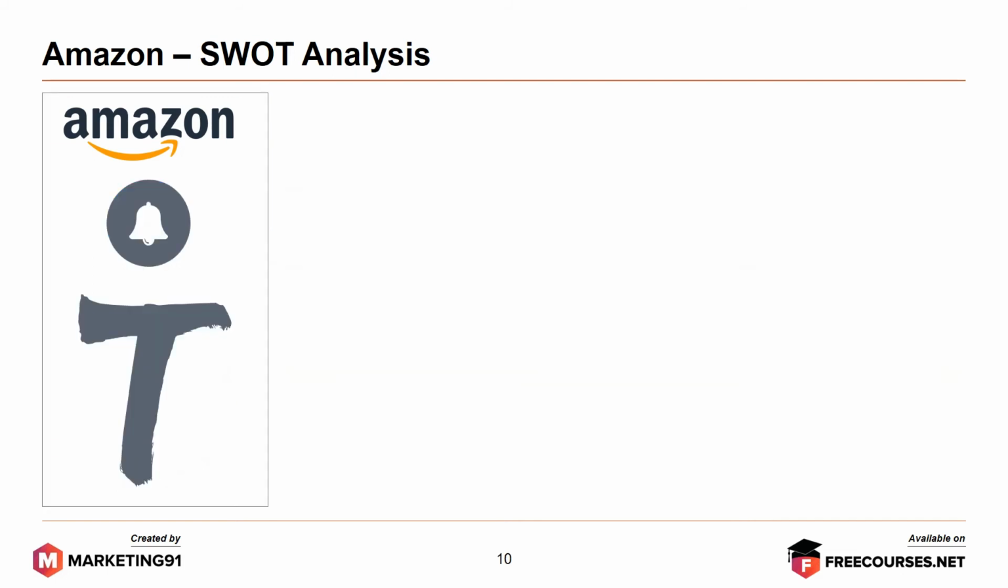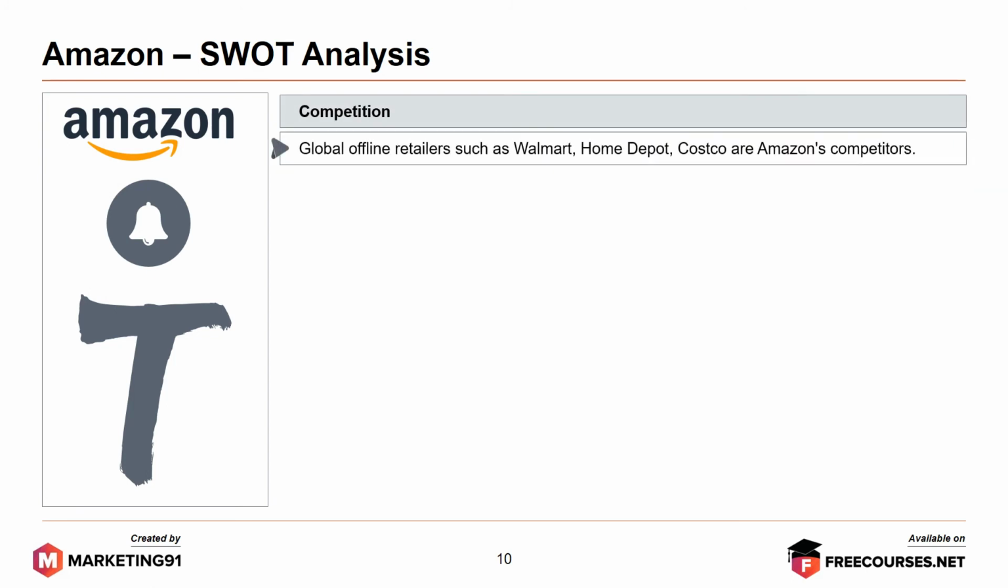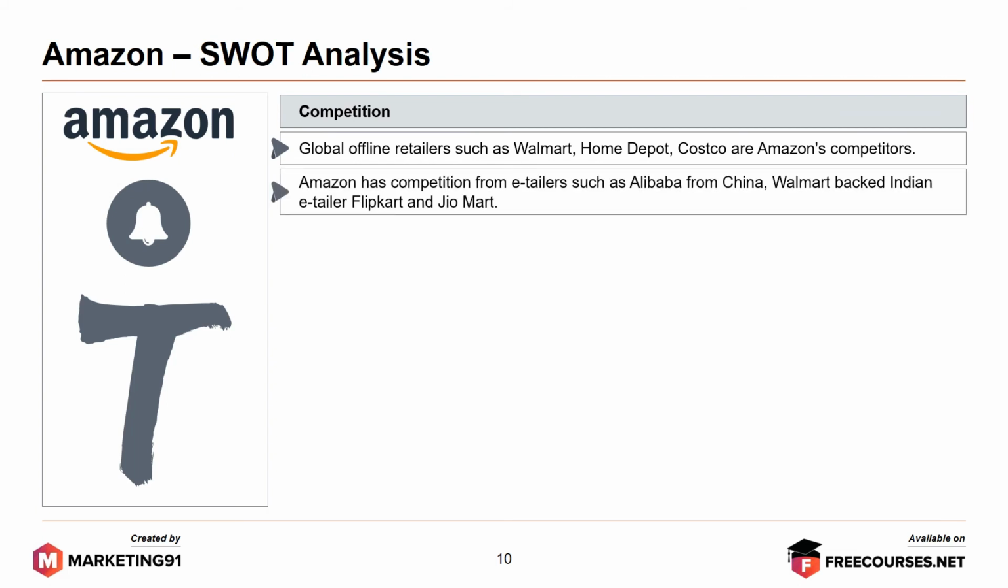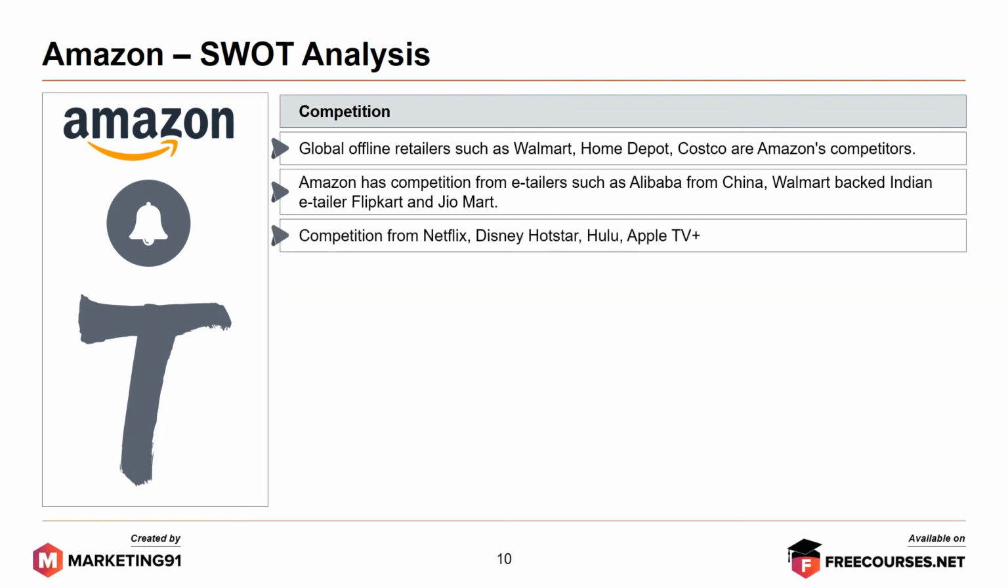Moving on to the threats, the first being obviously competition. Global offline retailers such as Walmart, Home Depot, Costco are Amazon's competitors. Amazon also faces competition from e-tailers such as Alibaba from China, Walmart-backed Indian e-tailer Flipkart and JioMart. Amazon also faces competition from Netflix, Disney Hotstar, Hulu and Apple TV+.